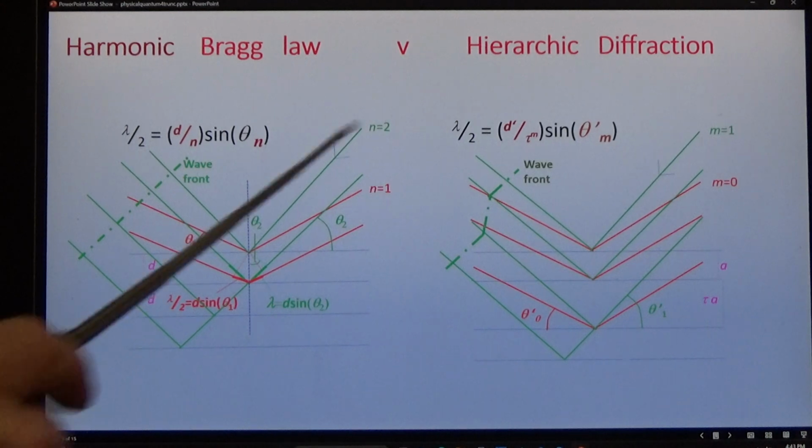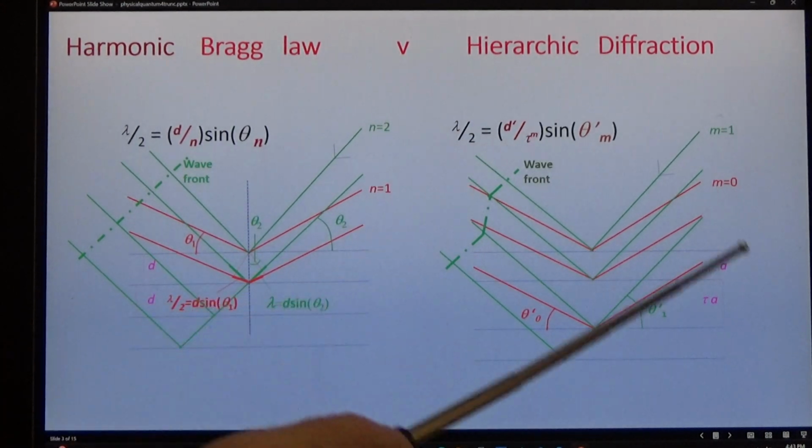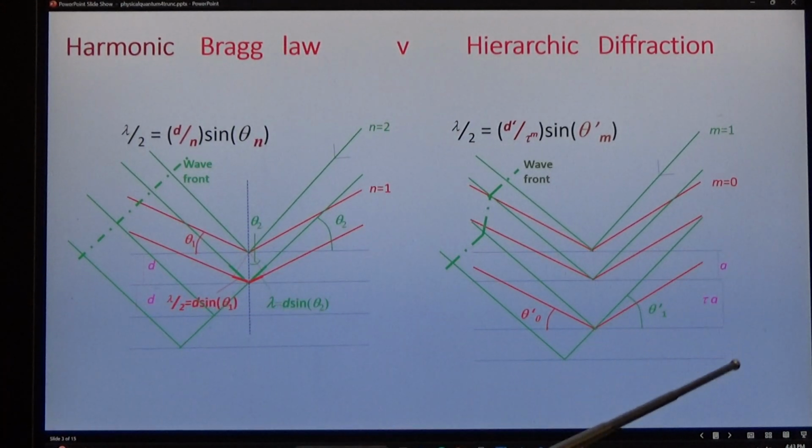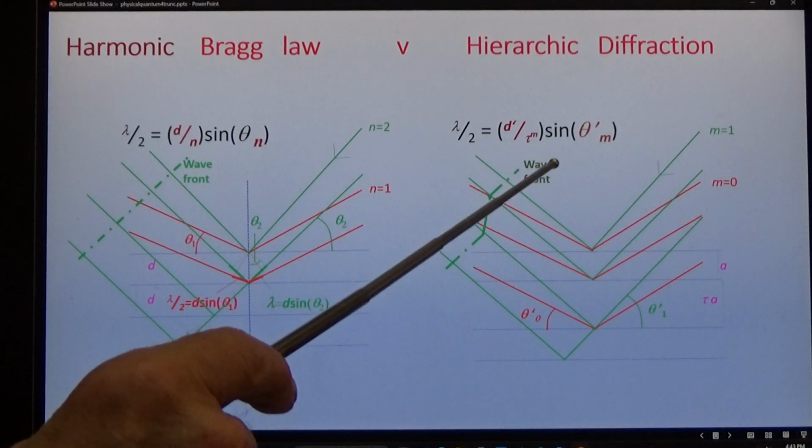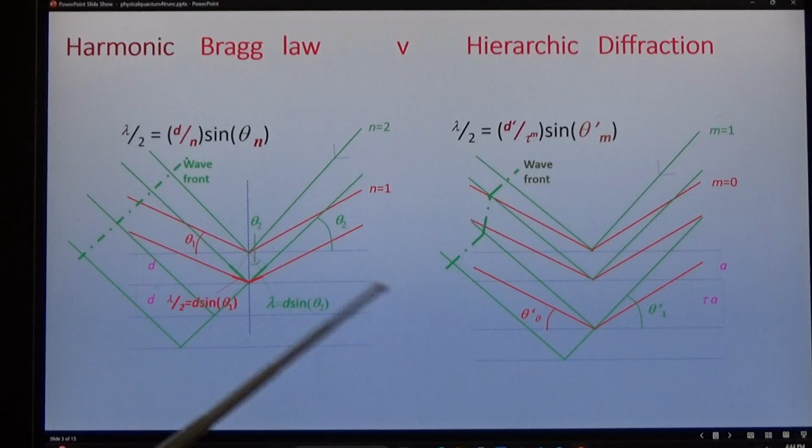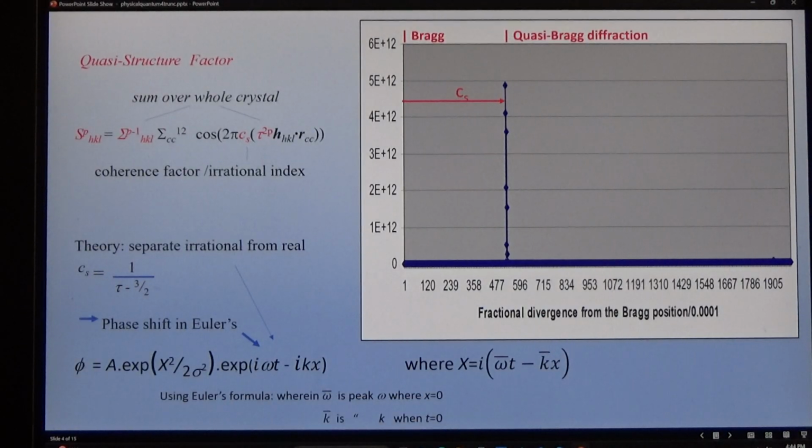That's the crystal. What about the quasi-crystal? It has multiple interplanar spacings. And the wavefront is higgledy-piggledy. It shouldn't diffract at all, but it does. How do we understand it? We can't use Bragg's law and apply. But we can use the structure factor method.